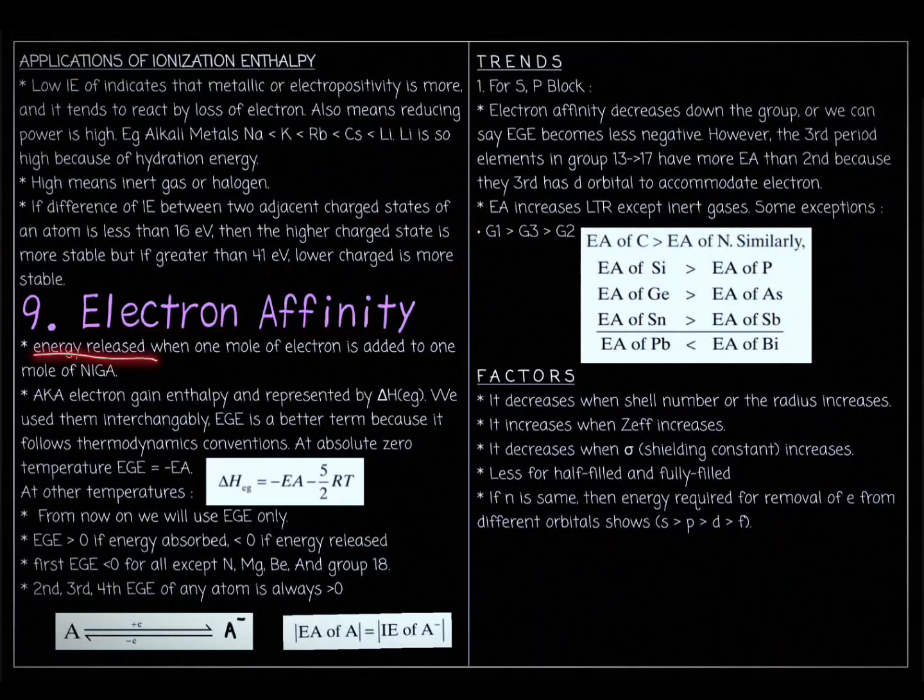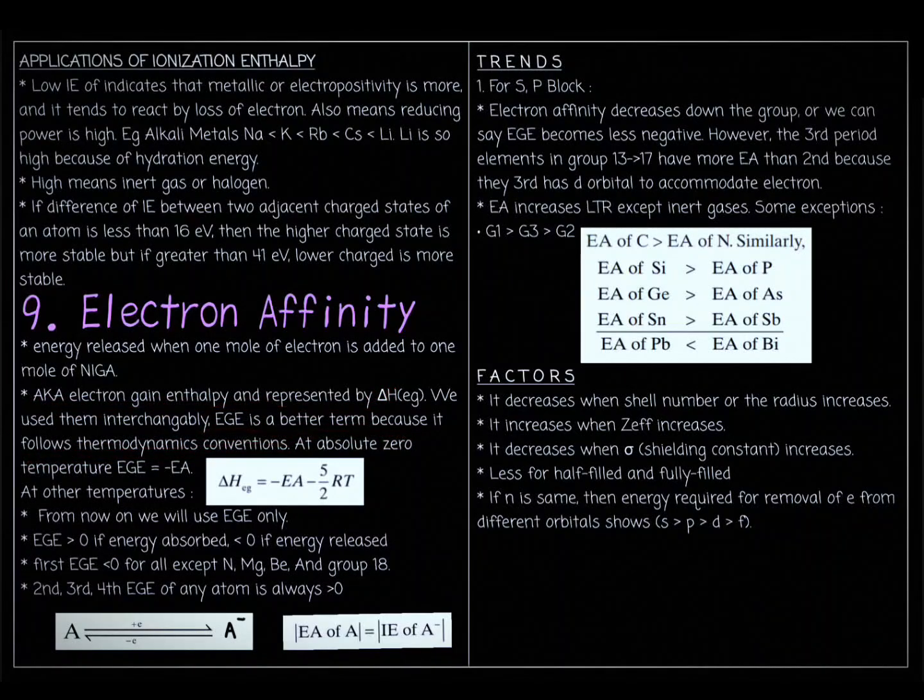What is this? It is the energy released when 1 mole of electrons is added to 1 mole of neutral isolated gaseous atoms, and it is also known as electron gain enthalpy, represented as ΔH_eg. We use them interchangeably, but electron gain enthalpy is a better term because it follows thermodynamic conventions. Like energy released, then the sign must be negative.